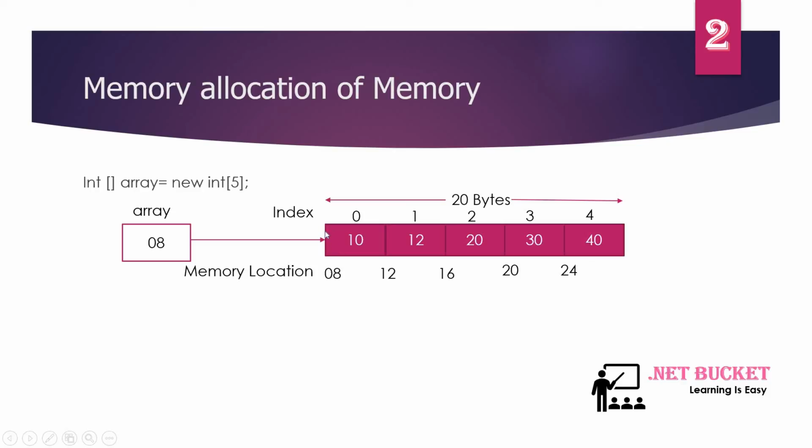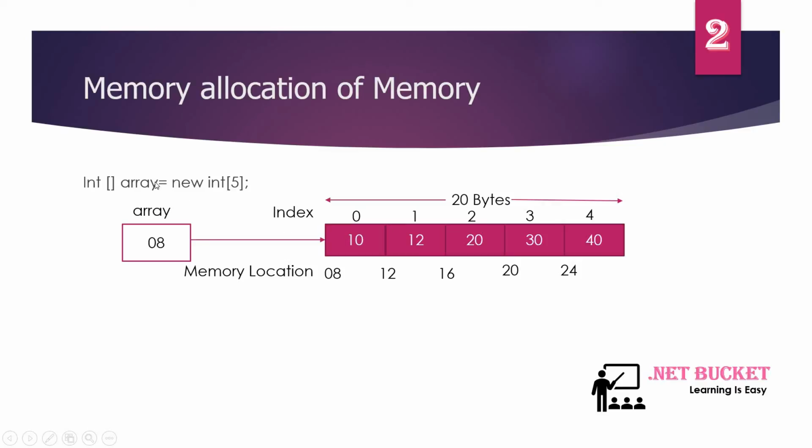For example, let's say your memory allocation starts from 8. The first value will get location 8 to 12, which is 4 bytes, assigned to the first value. Memory location 12 to 16 will be allocated to the second value. Similarly, 16 to 20 will be allocated to the third value, 20 to 24 to the fourth value, and 24 to 28, the last one, 4 bytes, will be allocated to the last value, and each will be accessed using an index. So you can see 20 bytes of contiguous memory will be allocated for this array.